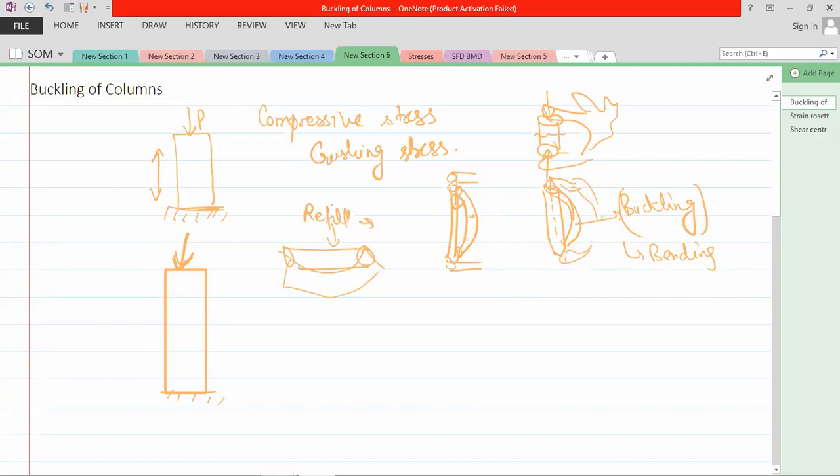Earlier, people used to apply the compressive stress concept. Compressive stress is P by A. So you design the area: area is equal to P by sigma crushing compressive. You know sigma compressive and you know P, so you can design the area, which is B into D. But then people realized that the length factor is also coming into the problem, because here you are not getting a length factor. If you increase the length, it will buckle like this. You are applying P force, and it will buckle and bend like this.